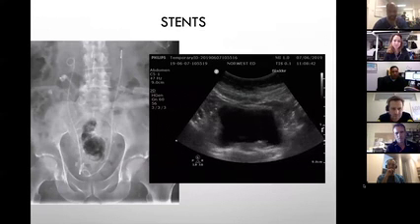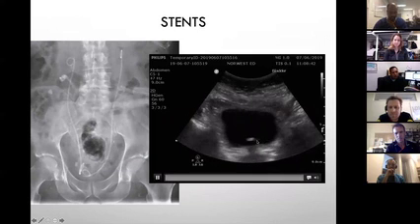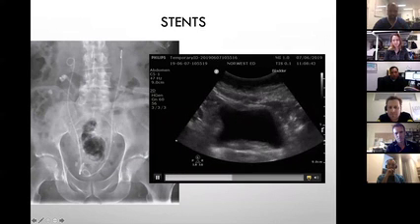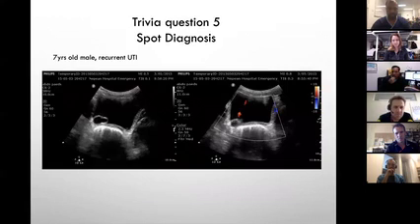IDC stents, actually, you can see the stent positioning when it comes inside, like a foreign body coming inside. That would be helpful to look at.